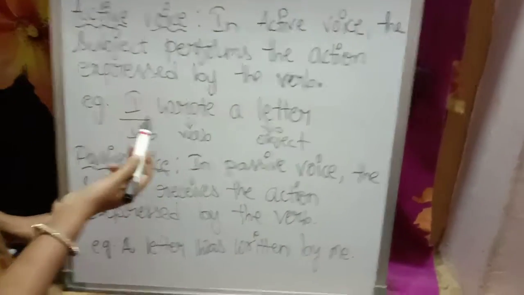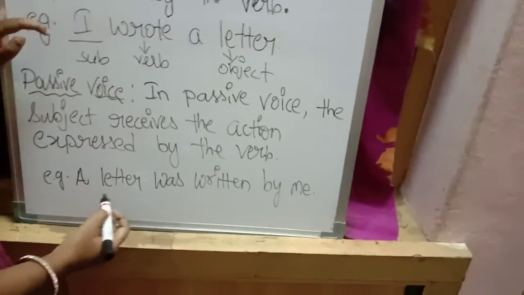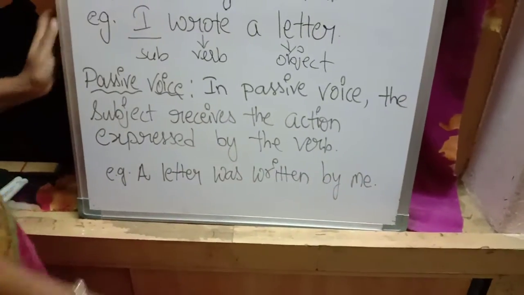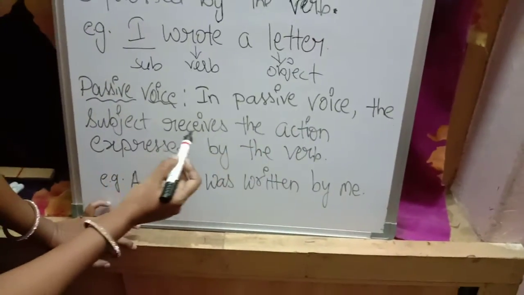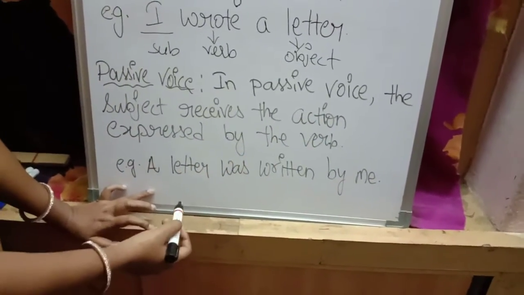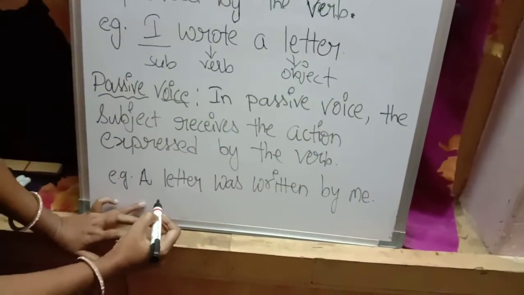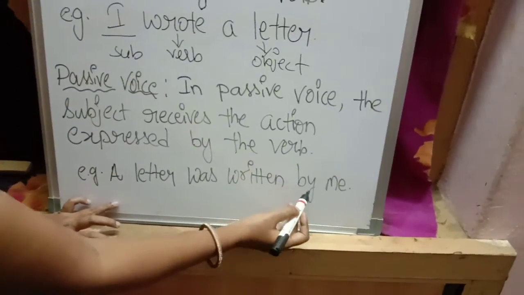So now let's see passive voice. Same sentence, how it is written in the passive voice. A letter was written by me. So if you observe passive voice, the subject receives the action. Here the object will become the subject here. Okay? A letter was written by me.